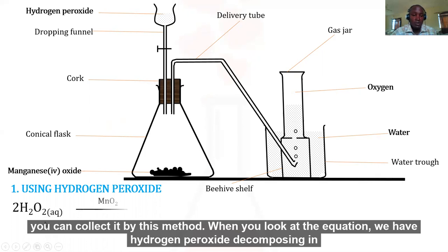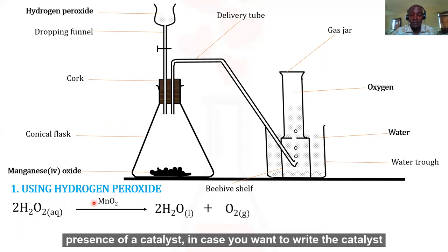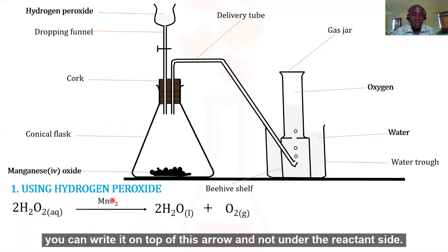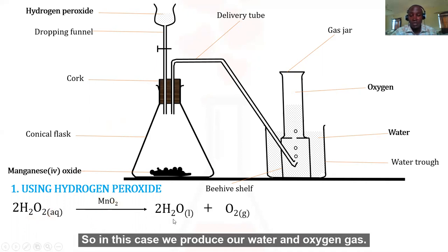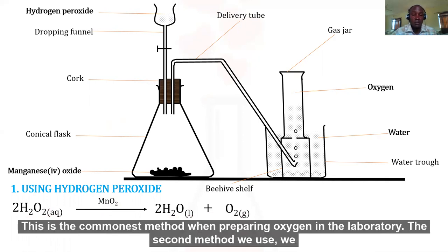When you look at the equation, we have hydrogen peroxide decomposing in presence of a catalyst. In case you want to write the catalyst, you can write it on top of this arrow and not under the reactant side. So in this case, we shall produce our water and oxygen gas. This is the commonest method when preparing oxygen in the lab.